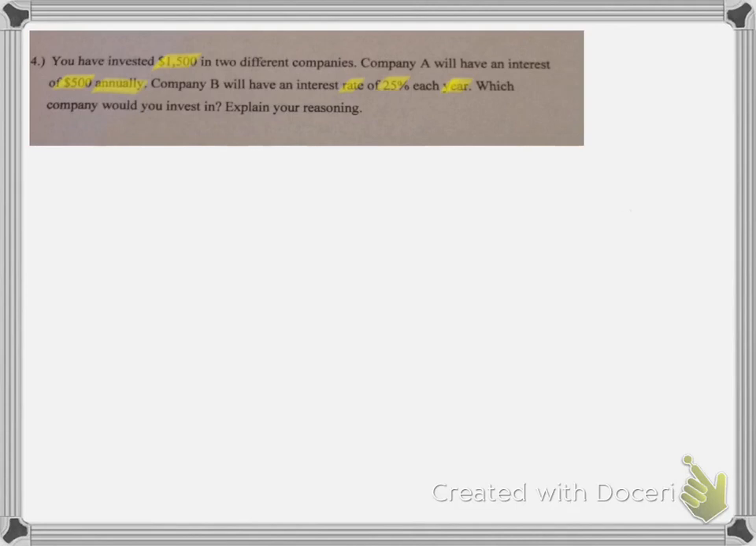Alright, so since this is talking about two different companies, we have Company A and Company B. When I write down the work, I go ahead and split it up, so then I can see what's going on for each company. So I'll write Company A over here, and then Company B over here. Something like that. It's close enough.